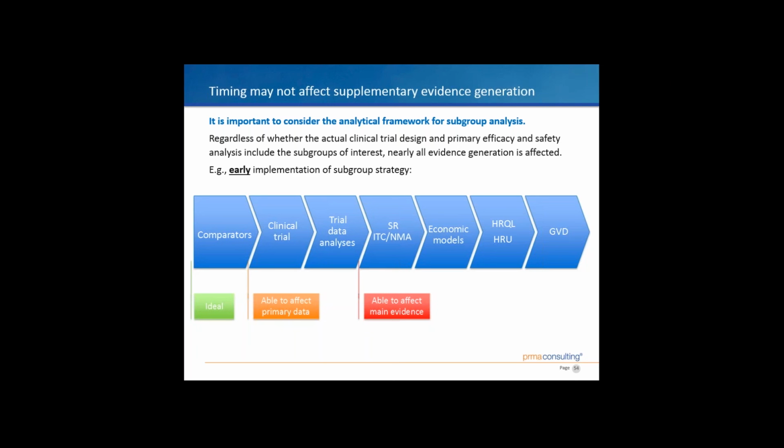Late in that, you still have the ability to affect the main evidence. The systematic review and the indirect treatment comparison, I think, are the big parts of that. Those are time-consuming and expensive, and they should reflect what the reimbursement strategy will be.